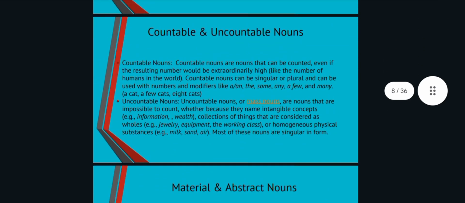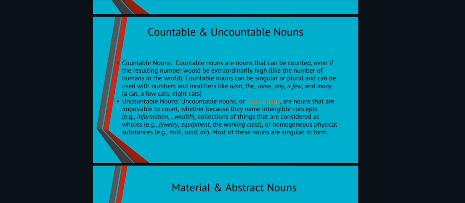Countable and uncountable nouns. Countable nouns are nouns that can be counted, even if the resulting number would be extraordinarily high, like the number of humans in the world. Countable nouns can be singular or plural and can be used with numbers and modifiers like a, an, the, some, any, a few, many: a cat, a few cats, 8 cats.